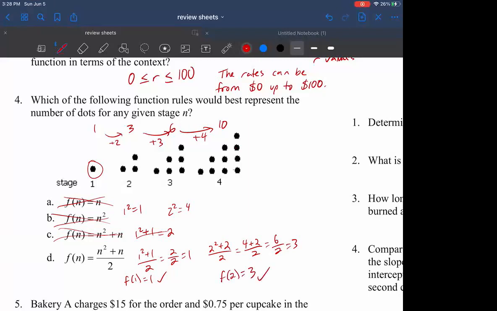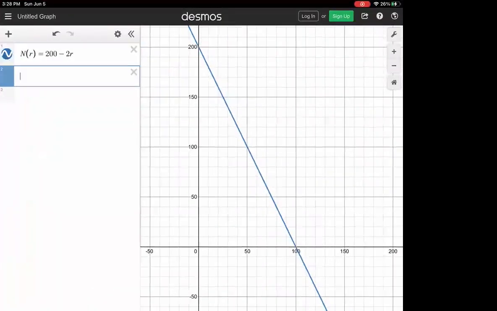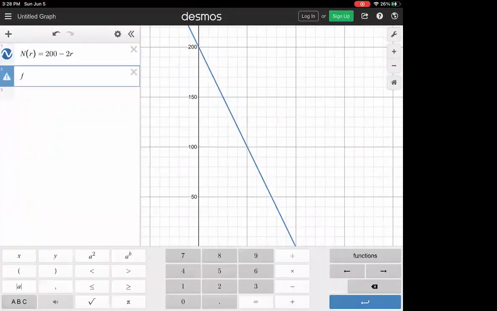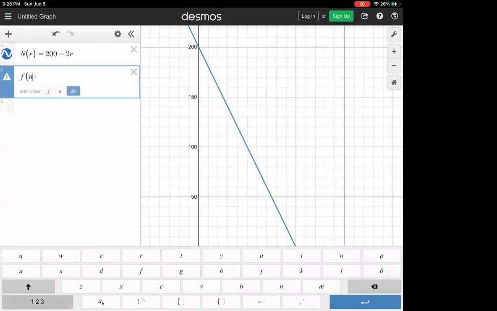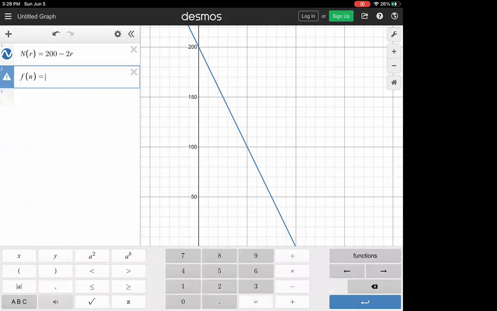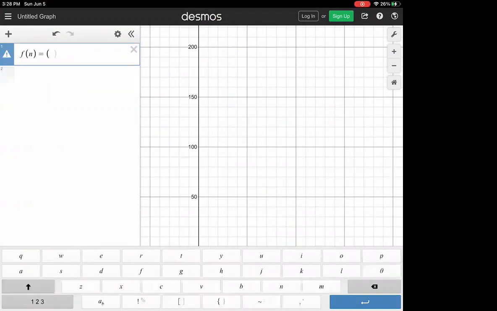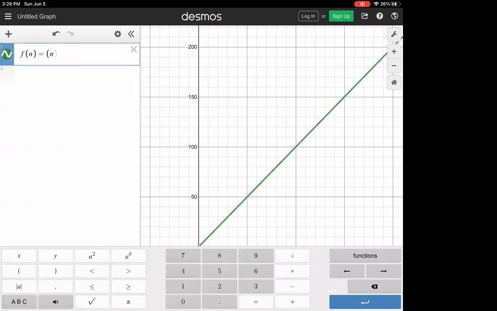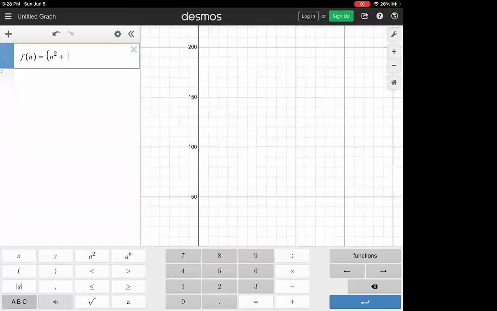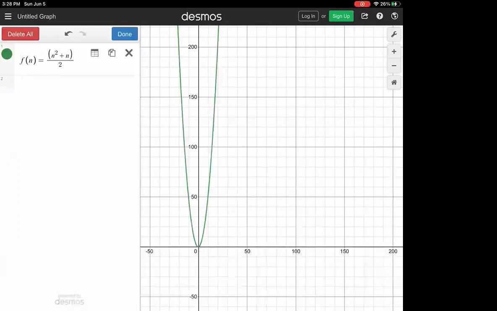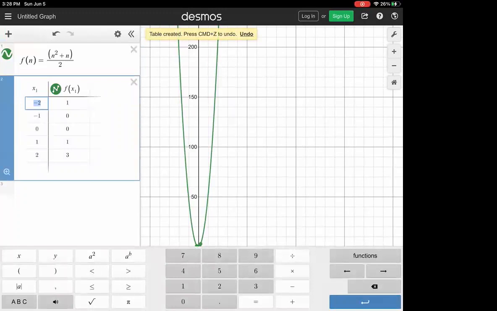That's right. And instead of me plugging these in, let me go to Desmos and just type this function rule in and see if it matches. f of n equals, let me delete the other one. Let's try. We've got to put all this on the top. n squared plus n divided by 2. Then I'm going to go to settings, hitting the little wrench, and hit table.